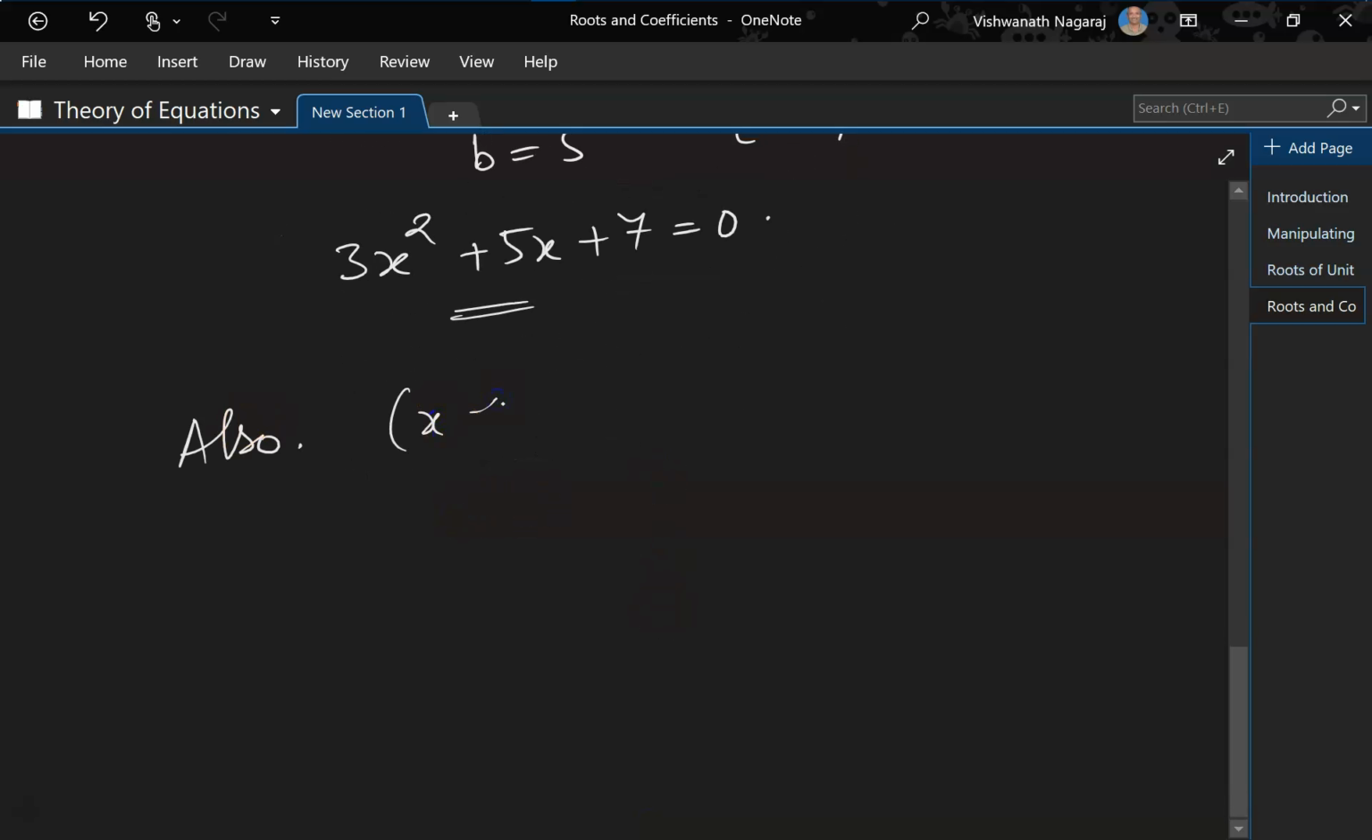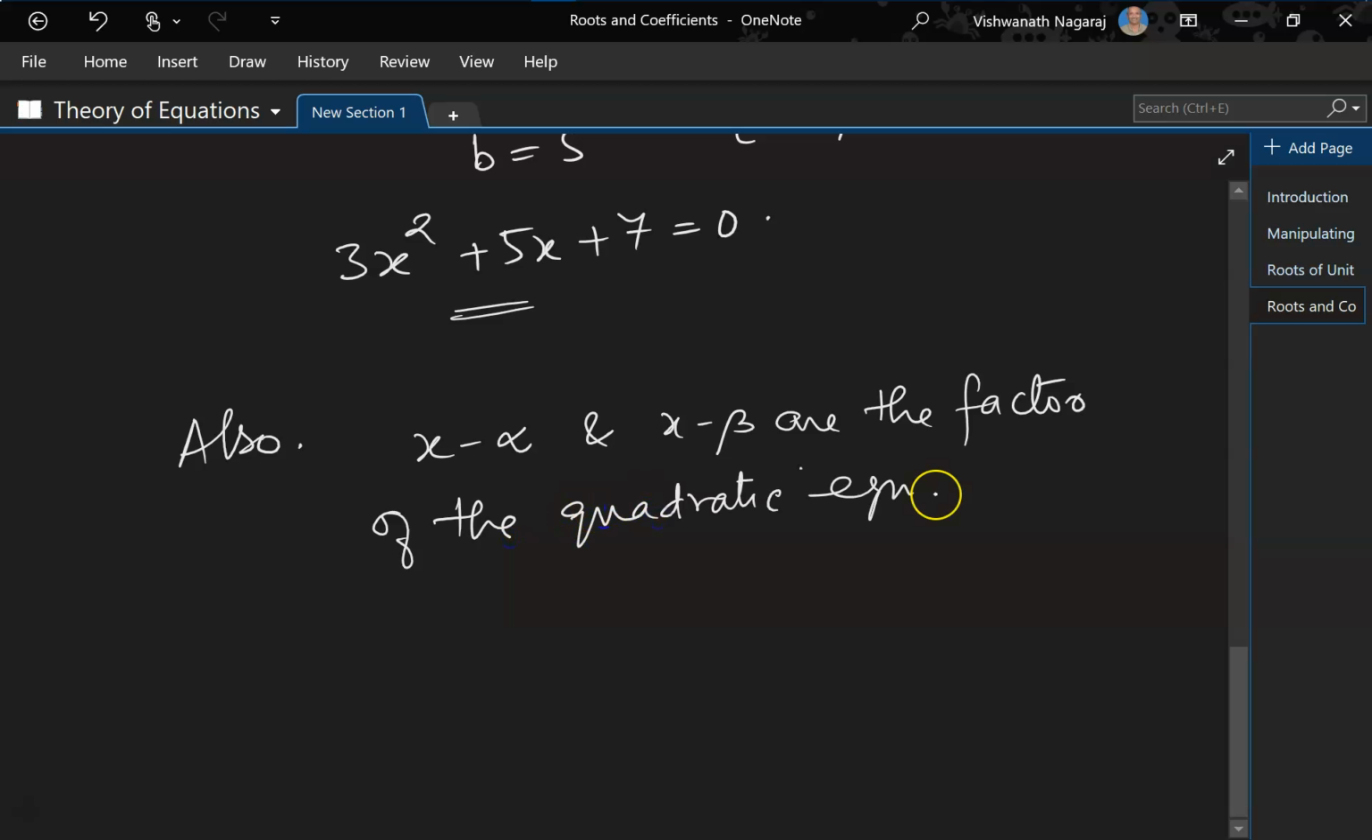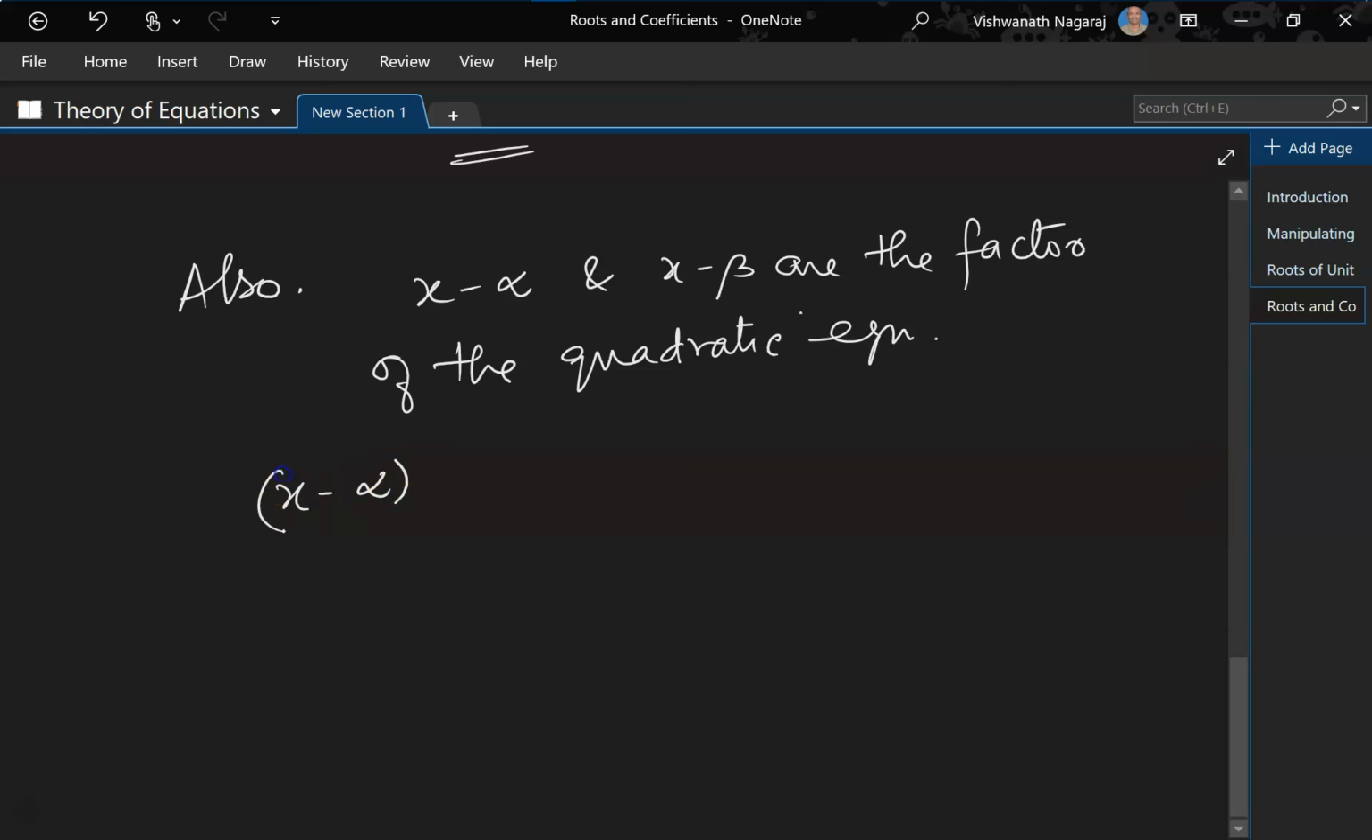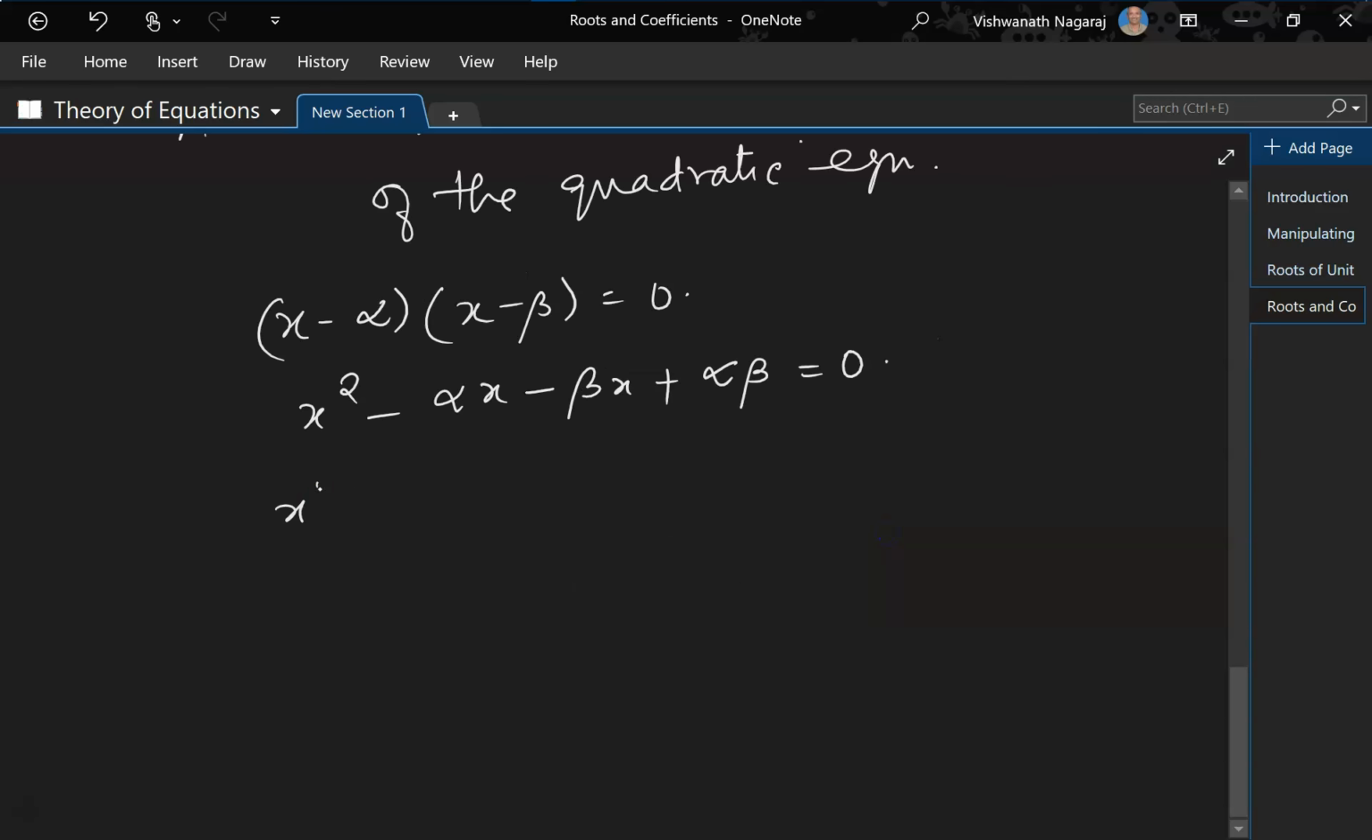Also, if alpha and beta are the roots, we can say x minus alpha and x minus beta are the factors of the quadratic equation. Which means we can write it as x minus alpha times x minus beta is equal to 0, right? So if we expand this, we get x square minus alpha x minus beta x plus alpha beta equal to 0. This can be written as x square minus alpha plus beta x plus alpha beta equal to 0.